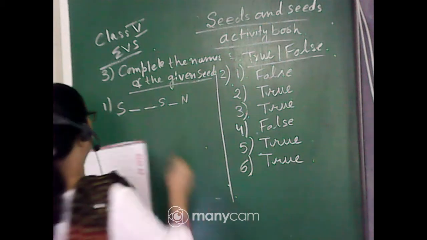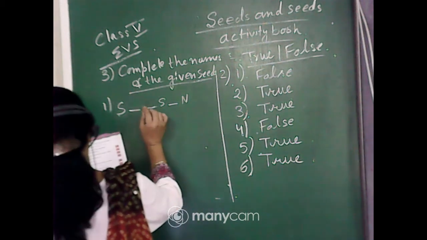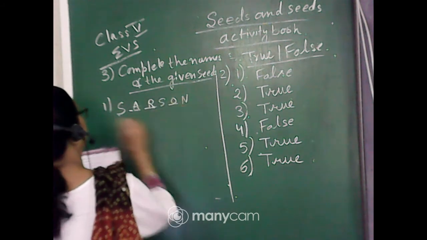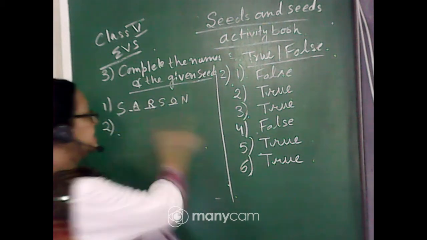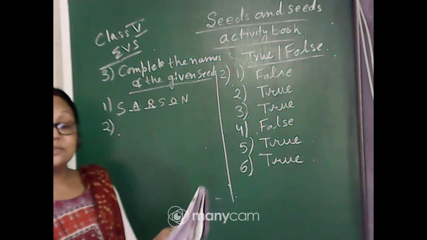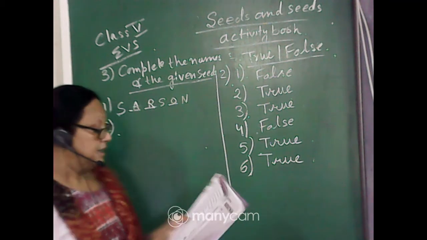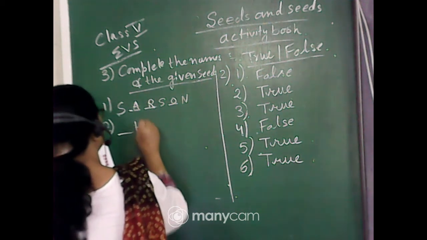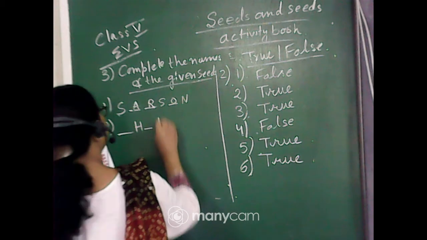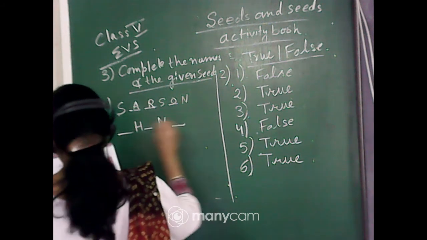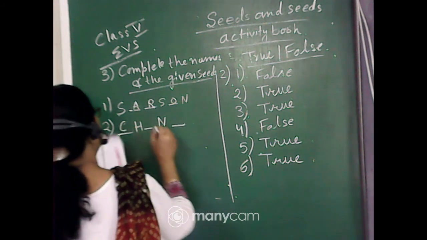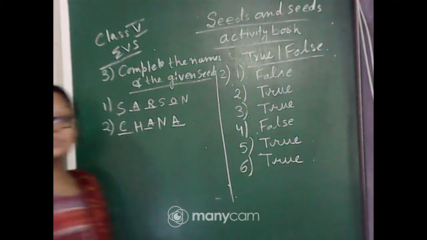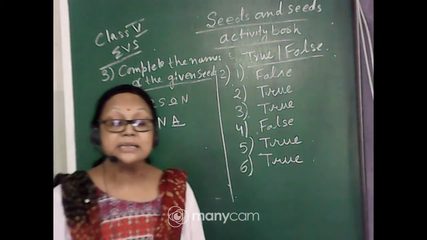Okay. So in Hindi we'll write SARSON. Then this is sarson. And then the next one is dash, one dash, then H, again dash, then N, then dash. So it should be chana, CHANA. So chana means gram. Black gram is chana.